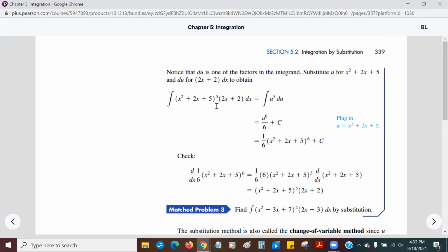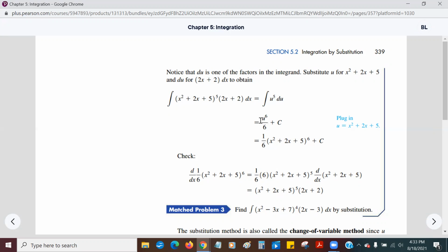So again, this whole thing winds up being u to the 5th power times this whole guy here, which is du. Now, the integral of u to the 5th power du. Why did I do this? I did it because u to the 5th power du is a very simple, straightforward thing to integrate. I get u to the 6th over 6 plus c. I notice that the plus c pops up as soon as I get rid of the integral sign. Before that, I'm just manipulating things.